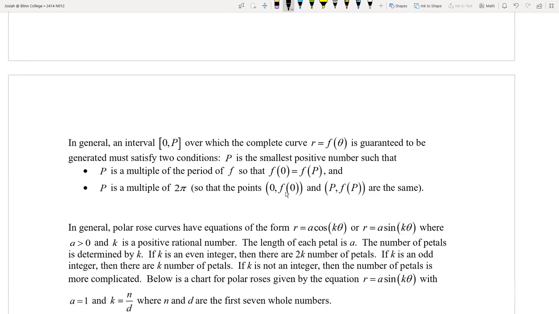So if f of 0 is f of P, the radius is the same. These are actually backwards; this should be f of 0, 0 to be r, theta, and f of P, P. So the radii will be the same, and since theta is a multiple of 2 pi, we'll end up matching with the original point. So in general, we're looking for the least common multiple of the period and 2 pi. That's going to be P.